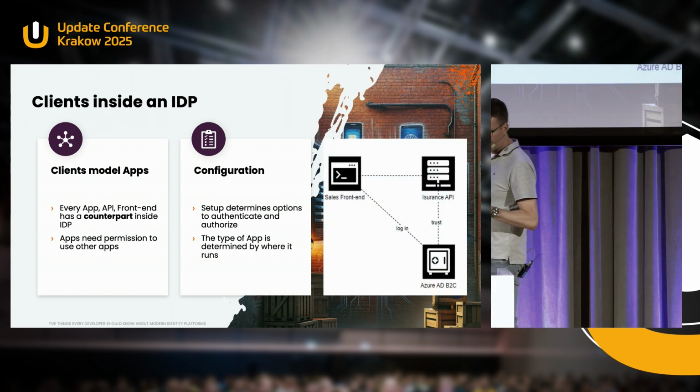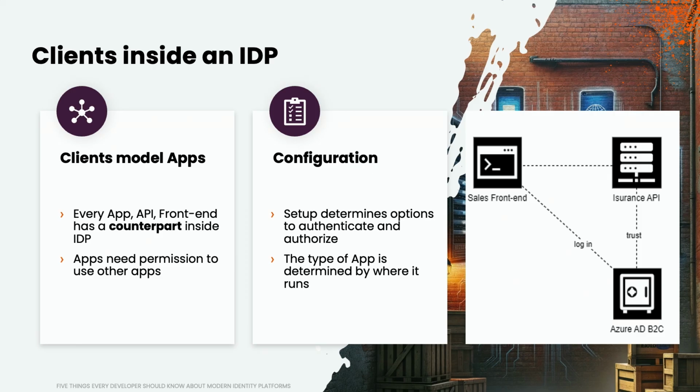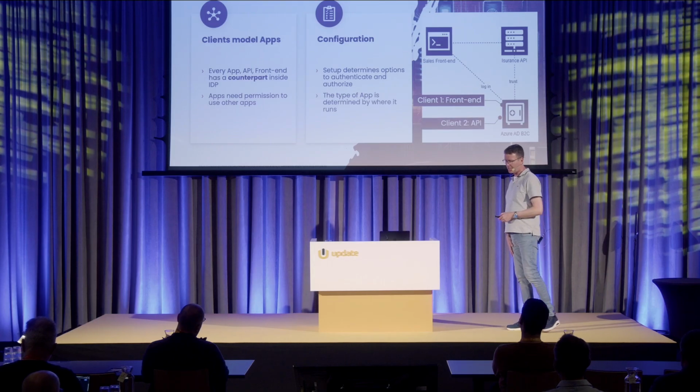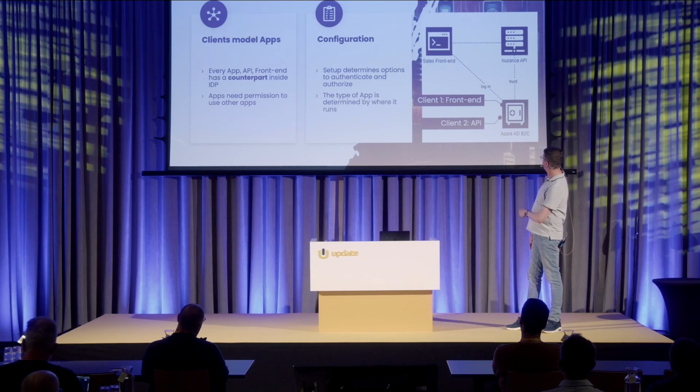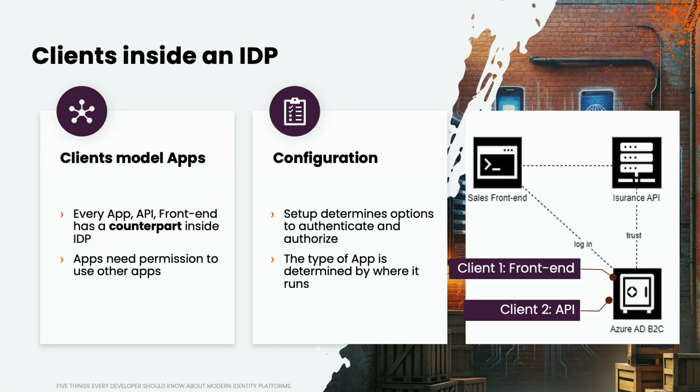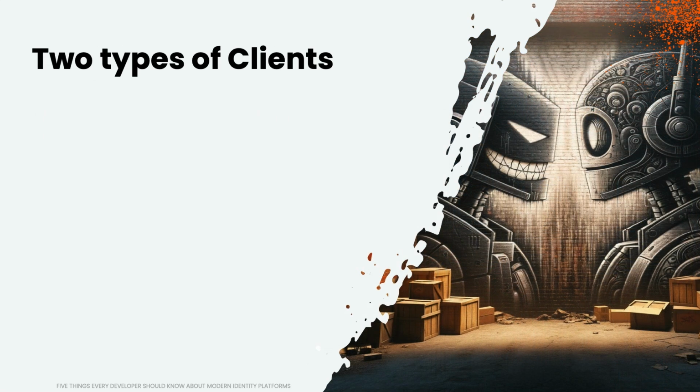Well, let's apply that to our demo system. Then you can see that there is a sales front end there. And that means that there is also a client registered in the IDP that references the front end. And then the second client, of course, is the API. And then there will be a third one for the damage claims, and so on.